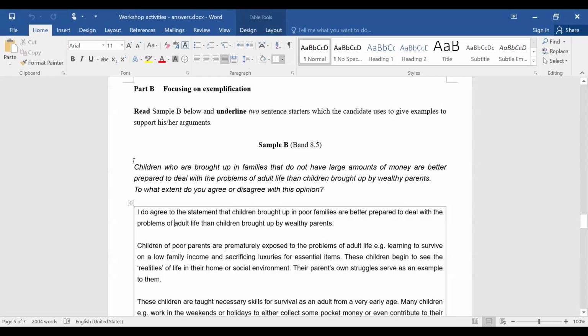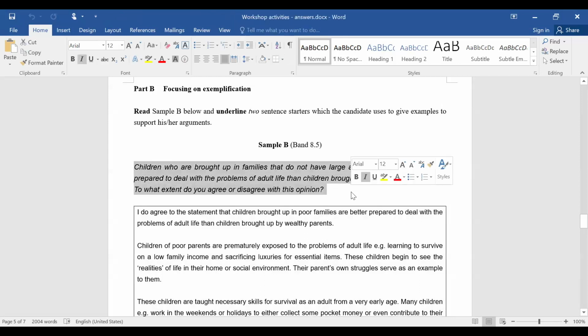Okay, this time you are given another topic: children who are brought up in families that do not have large amounts of money are better prepared to deal with the problems of adult life than children brought up by wealthy parents. To what extent do you agree or disagree with this opinion? Again, an example of one-sided argumentative writing. So here, what I would like you to do is to underline two sentence starters which the candidate uses to give examples.